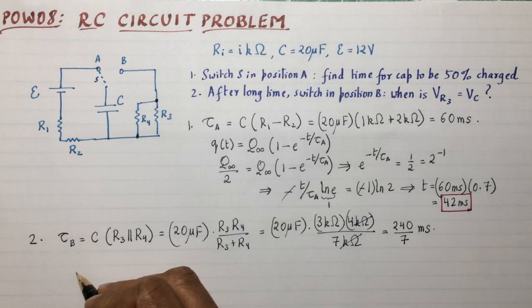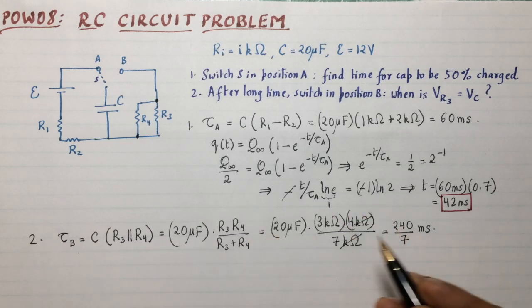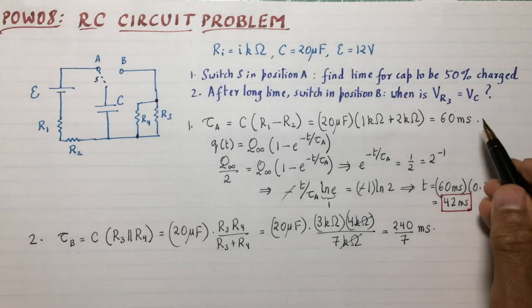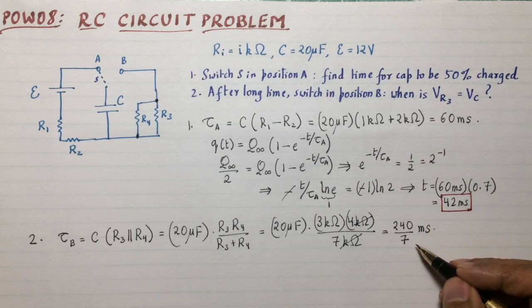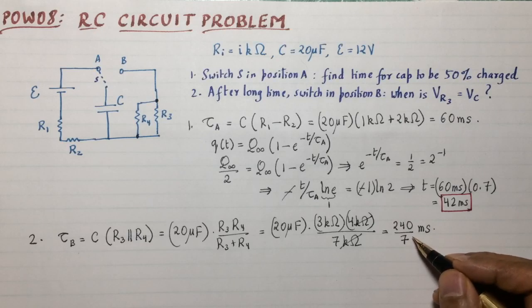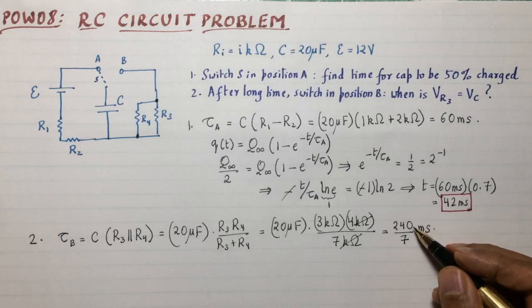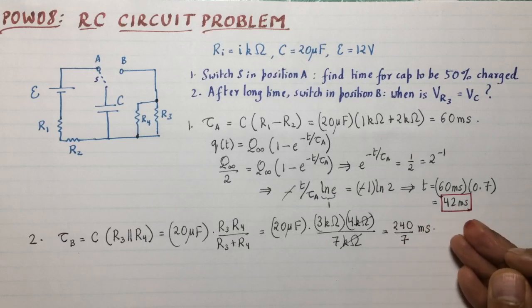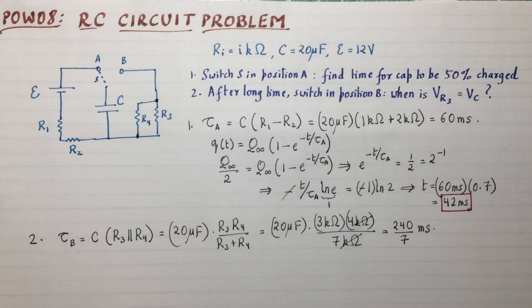Now, once you have the time constant, maybe you don't even need the time constant. I just found it because it's a fun thing to find. Observe that the time constant is different now: 60 milliseconds before, and now it's 240 over 7, which is much smaller than 60. 7 times 40 is 280, so it's less than that, but 7 times 3 is 21, so it's between 3 and 4, so I'm guessing it's going to be something like 35-ish milliseconds. The number is not important, it's just less than that.